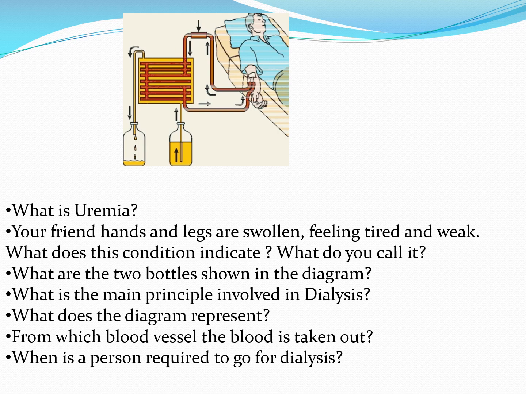Next, from which blood vessel is the blood taken out? Blood is taken out from the main artery. Last question, when is a person required to go for dialysis? When both the kidneys stop working completely, a person is advised to go for dialysis.